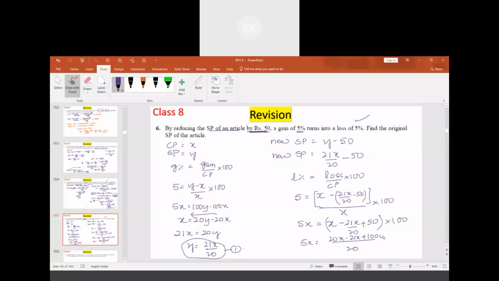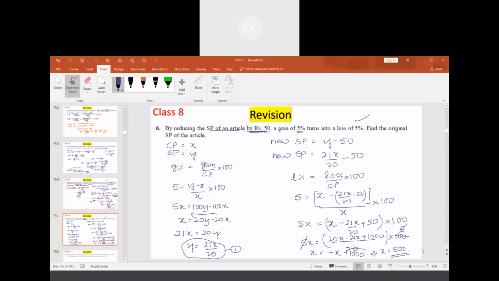This thing is multiplied by 100. Since the LCM is taken, I can cancel this out 5 times. This 5 gets cancelled with 5. So x will be equal to minus x plus 1000. So we transpose negative x this side, it becomes 2x, so x will become equal to 500. So 500 is the cost price of the article.